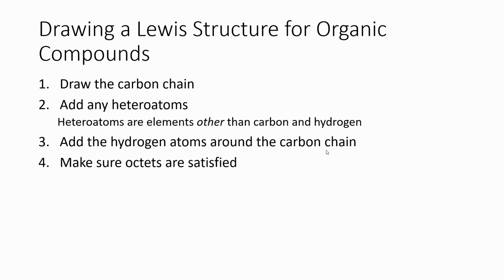Okay. All right, so these are some tips for drawing a Lewis structure of a carbon chain, organic compound. So first you're going to draw the carbon chain. Look at the formula, figure out how many carbons it has, draw that number of carbons. And then go ahead and add any heteroatom. We call anything that's not carbon and hydrogen a heteroatom. So on our little diagram, nitrogen would be a heteroatom, oxygen would be a heteroatom, and the halogens would also be heteroatoms. Then you put those heteroatoms into your carbon chain.